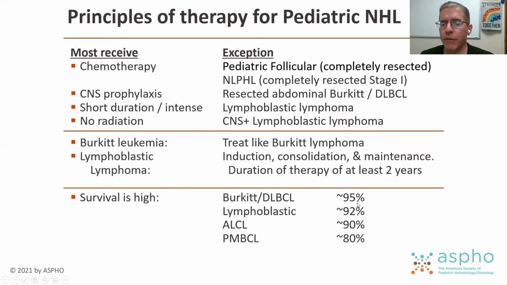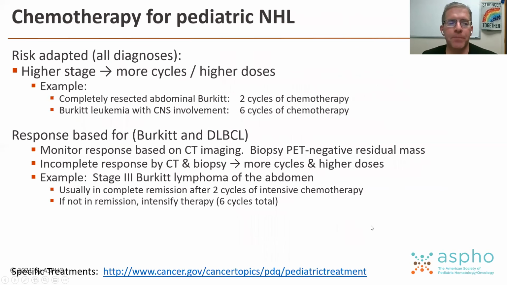Survival is very high for all, even for the higher stage diseases. In terms of therapy, like Hodgkin lymphoma, it is risk adapted for all of the diagnoses, which means higher stage means more cycles and higher doses of chemotherapy. For example, a completely resected abdominal Burkitt needs 2 cycles of chemo, whereas a Burkitt leukemia or somebody with CNS involvement requires 6.